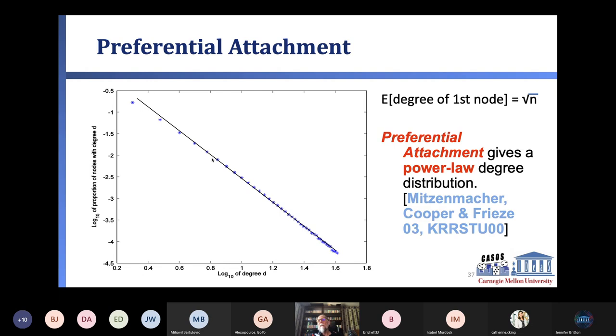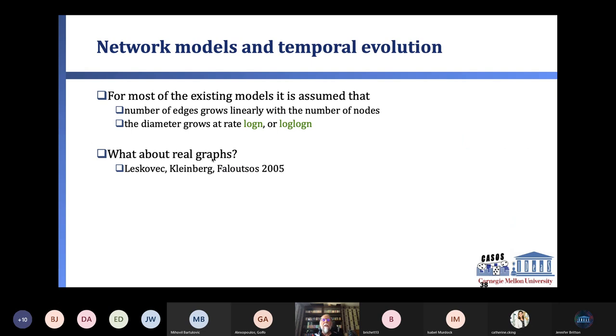It also gives us the square root of n for the expected degree of the first node. That's assuming it hasn't hit its upper limit yet. And it always gives us a power law distribution, and so it's closer to real graphs. Is it right on? No. There are some other issues that it misses.